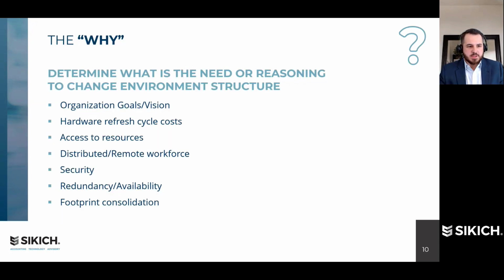The why is really determining what's the need or the reasoning to change the environment structure. Moving to the cloud makes a lot of sense in a lot of ways. Sometimes an organization just has a very futuristic vision or goals: here's where we want to be. We want to be no servers in our offices. We don't want to be tied down to hardware and refresh cycles and those associated costs, even though moving the bucket from where the costs are at, into a more operational expenditure type environment versus a capital expenditure, makes a lot of sense.